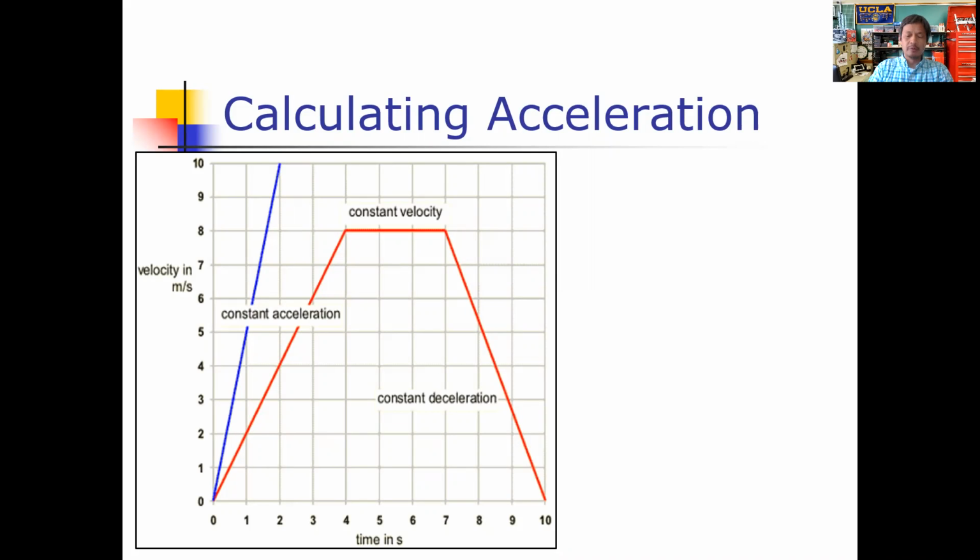Glad to see that more of you were able to draw those pictures and interpret what you see on a velocity time graph to the actual motion itself of an object as it moves in one dimension. Make sure you practice. If you have any questions on this, come by and see me and get your questions answered.